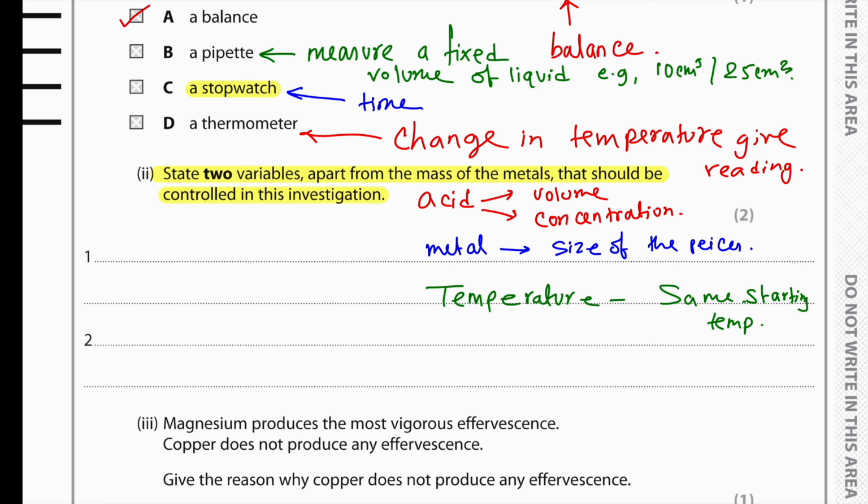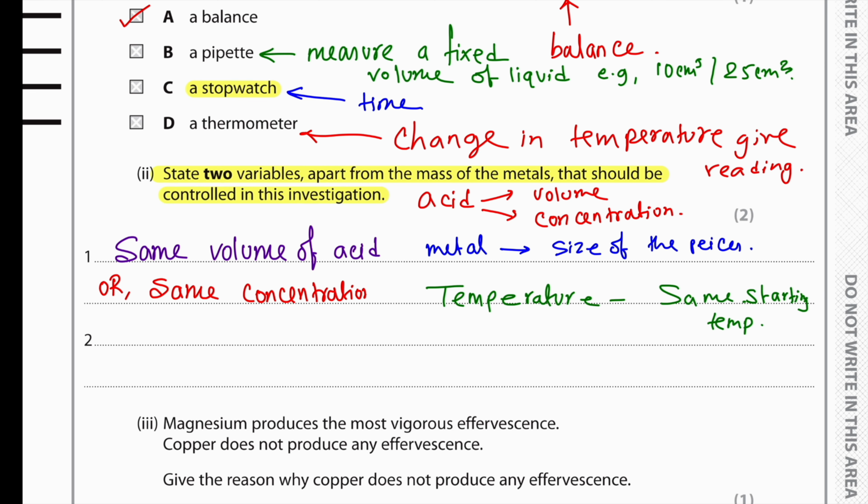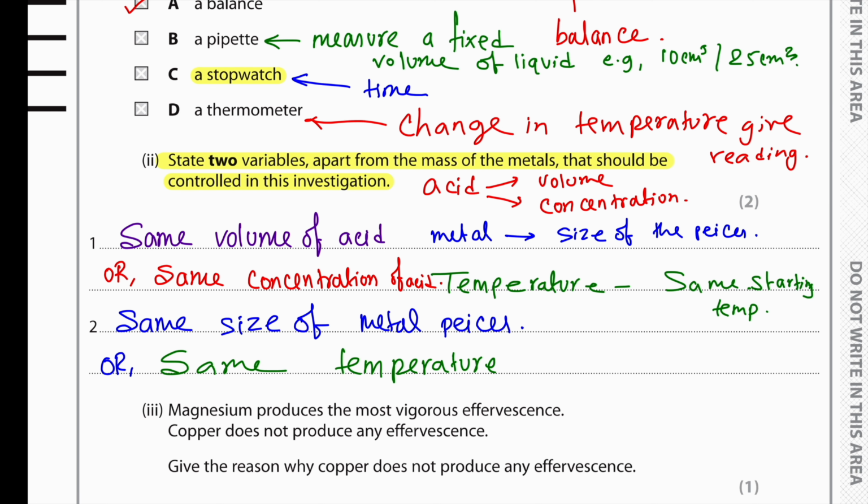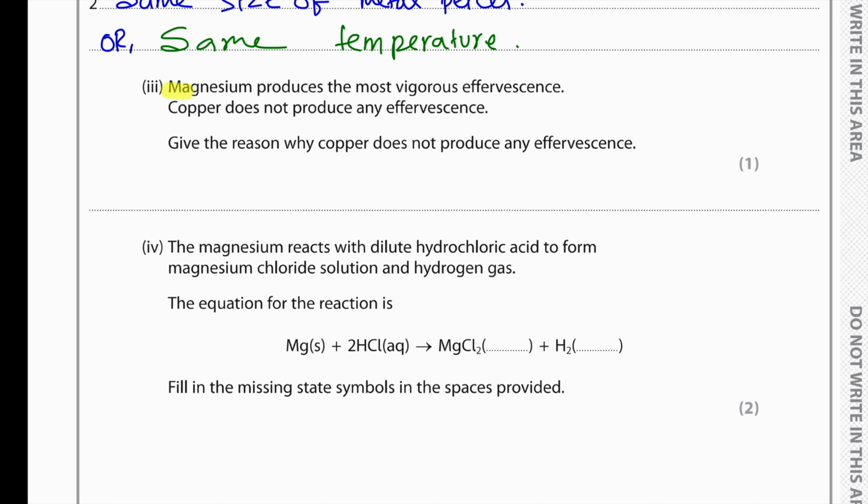So the answer is same volume of acid or same concentration of acid, same size of metal pieces or same temperature. Magnesium produces the most vigorous effervescence. Copper does not produce any effervescence. This indicates that copper did not do any reaction. And magnesium produces the most vigorous effervescence, meaning very reactive.